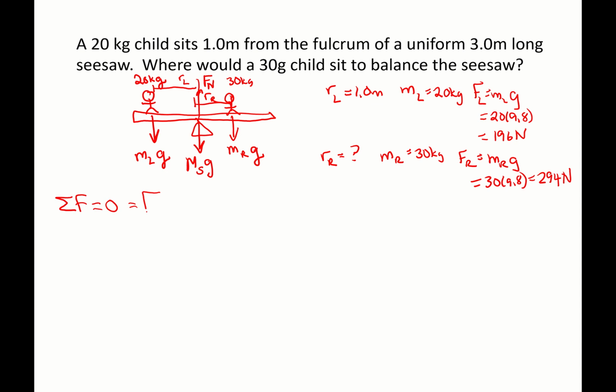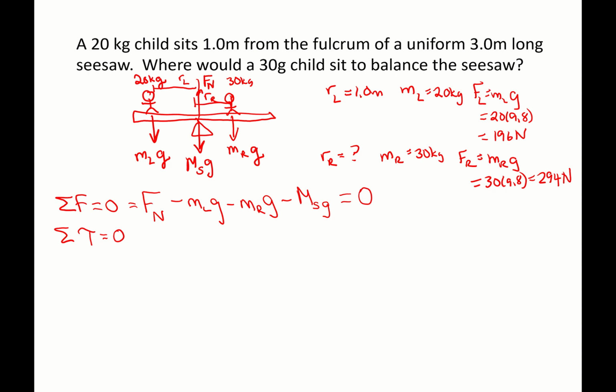We've got the normal force up. We've got the weight of the kid on the left down, the weight of the kid on the right down, and the weight of the seesaw down. So that adds up to 0. And since they don't tell us here the weight of the seesaw, we're sort of stuck at this point. Can't do anything. So let's go on to the torques. So the sum of the torques is 0. Now where am I going to put my axis?